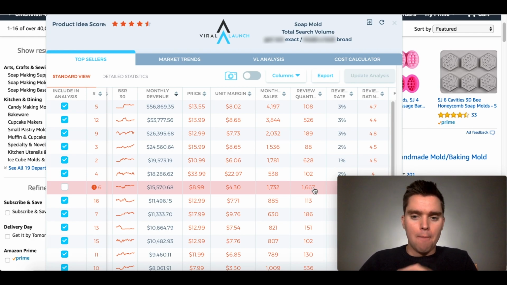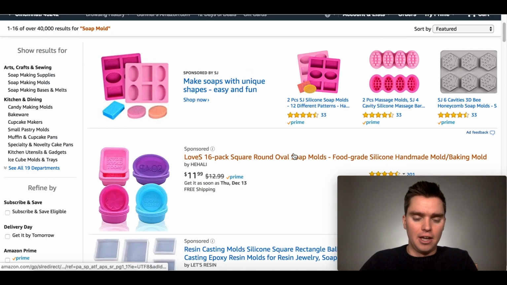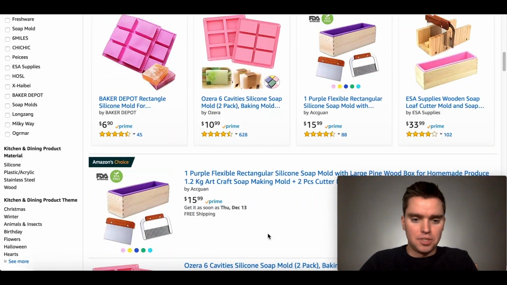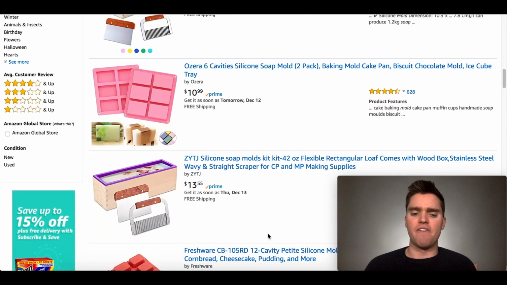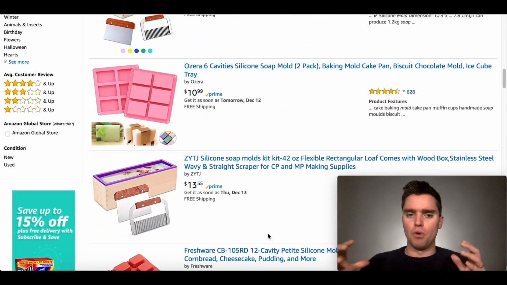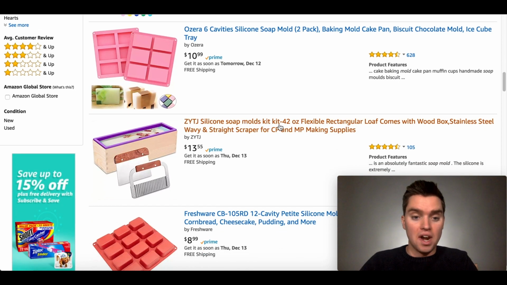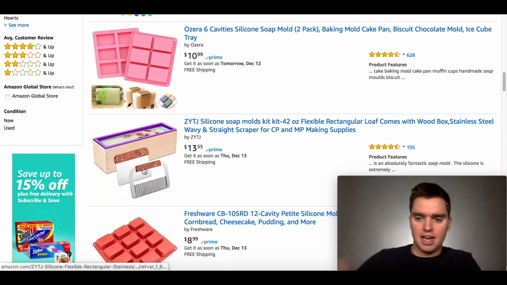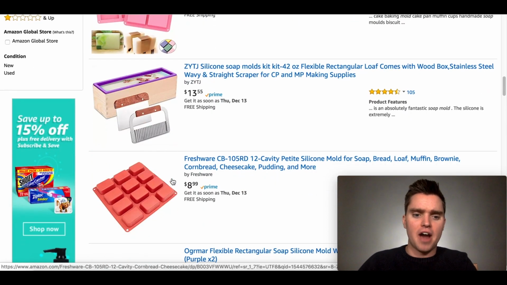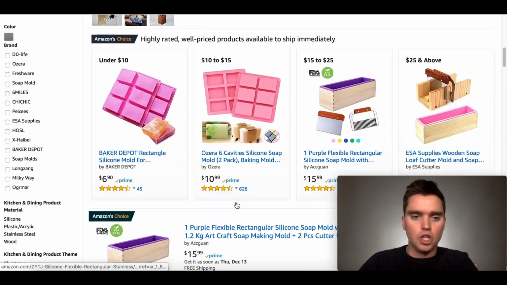However, let's just kind of exit out of this. So again, a little bit too competitive for me, but let's exit out of this and look at some of the options as we can kind of see here. And we can refine our soap mold search to maybe 6 cavity or 12 cavity, as we can see here, 1 cavity here. It comes and you cut it into pieces. So we can refine our search a little bit.